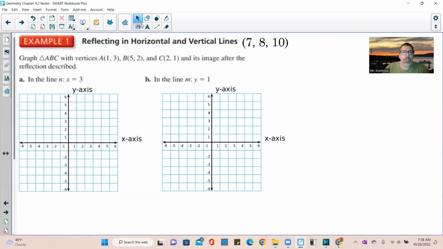Okay, here's example 1, reflecting. We want to graph. So here are two graphs. It says graph triangle ABC with these vertices and its image after the reflection described. So we're going to do two different things. So let's focus on A first. We want to graph the pre-image, which is the original triangle ABC. So I go over 1, up 3, and put a dot. And I'll call that A. B is 5, 2. And C is over 2, up 1. So there's my A, B, and my C.